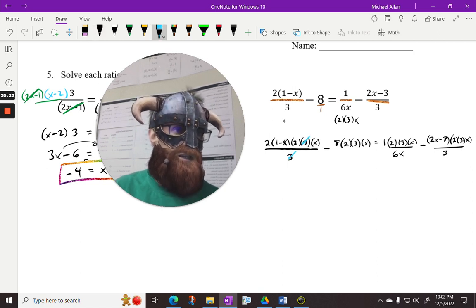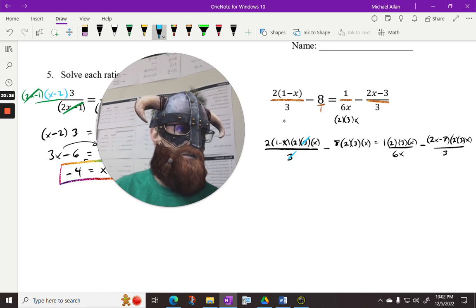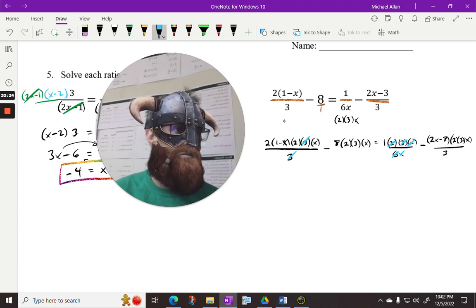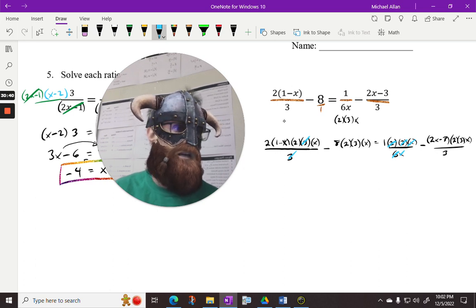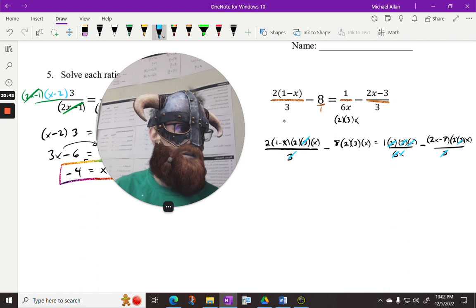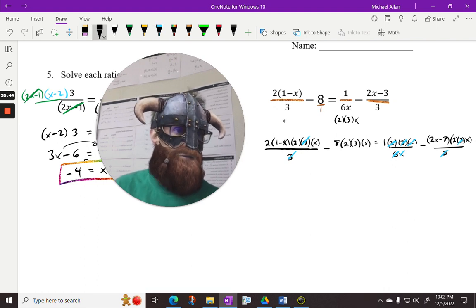So the 3's cross off here, nothing crosses off there. The x crosses off here, and the 6 crosses off with the 2's and 3's. So essentially that just leaves me a 1 there. That's awesome. So it is a 1, not nothing. There's a 1 there, right? Cross the 3's off here. Okay. Let's see what we have. So we have 2 times x. So I have 4x and then 1 minus x still.